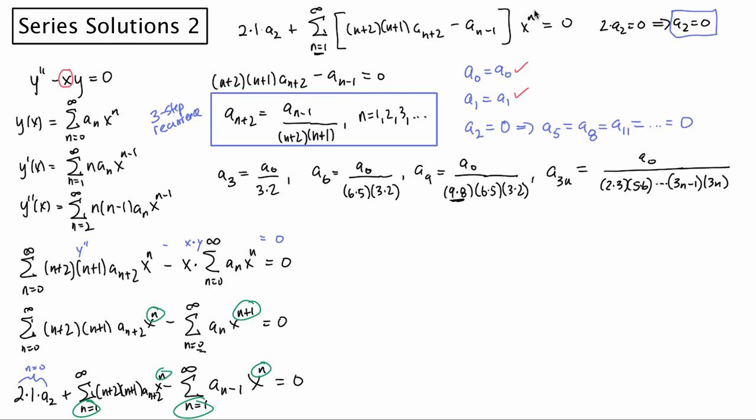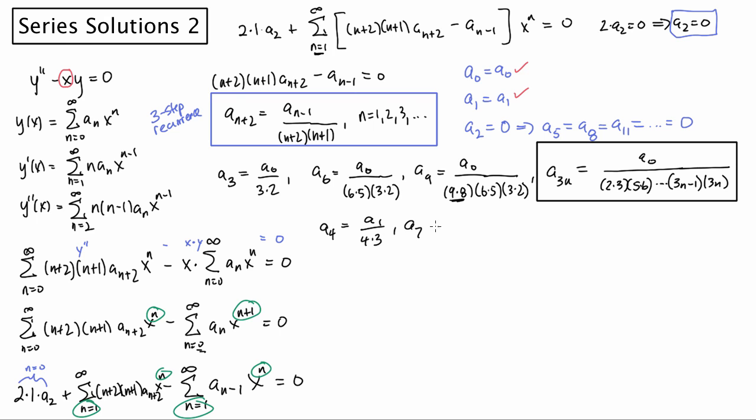Now, here's the problem. I don't recognize this pattern. It's not one of the power series functions that we're used to working with. Let's see if doing a_{3n+1} can help. If I start with a1, the next term I would get is a4. So a4 is a1 over 4 times 3. a7 is a1 over 7 times 6 times 4 times 3. Notice we skipped over a 5 there. And that leads a10 to being a1 over 10 times 9 times 7 times 6 times 4 times 3.